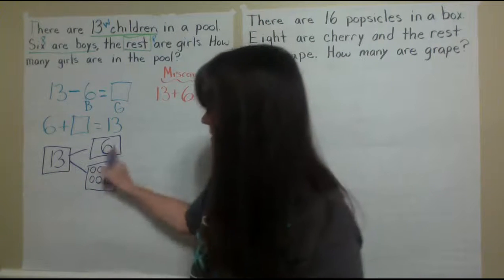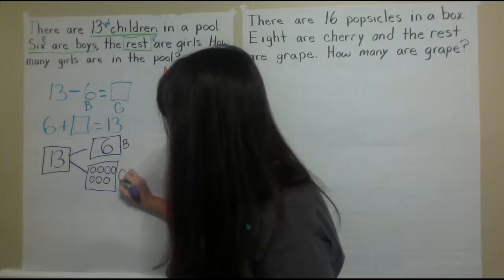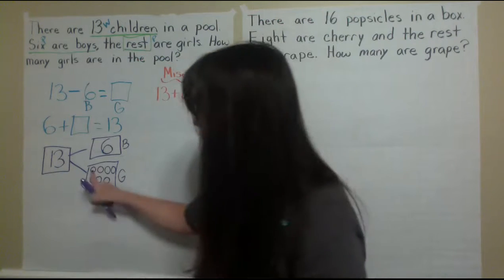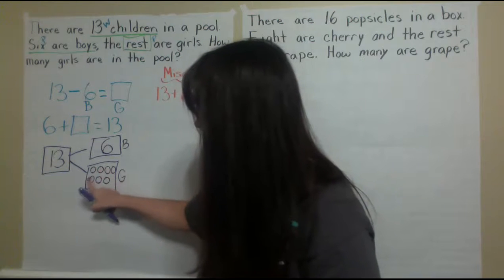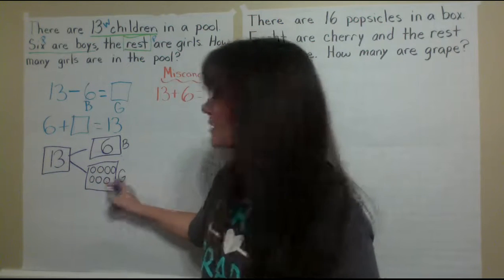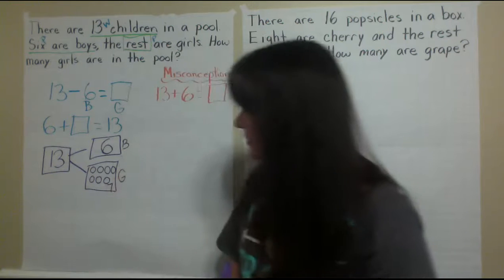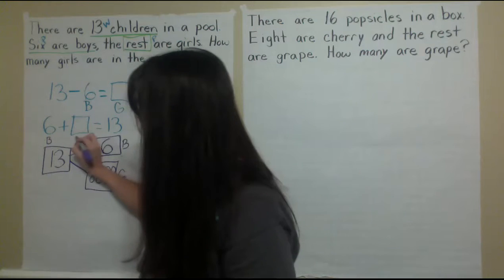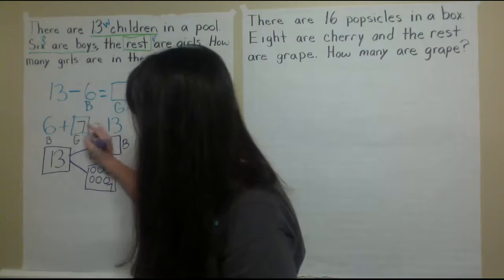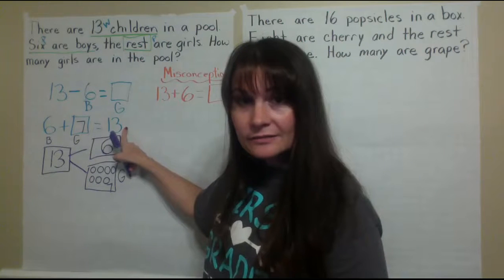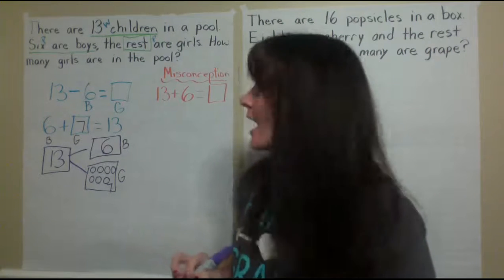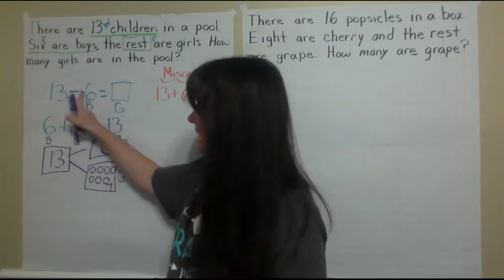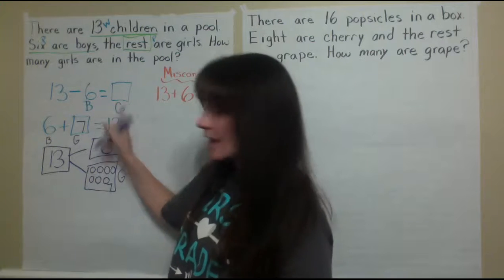So if there were 6 boys, how many girls were there? Let's go back and count. 1, 2, 3, 4, 5, 6, 7. So there were 7 girls at the pool. 6 boys plus 7 girls equals 13. Great job. I saw someone use this strategy as well. They used 13 minus 6 equals how many girls they had.